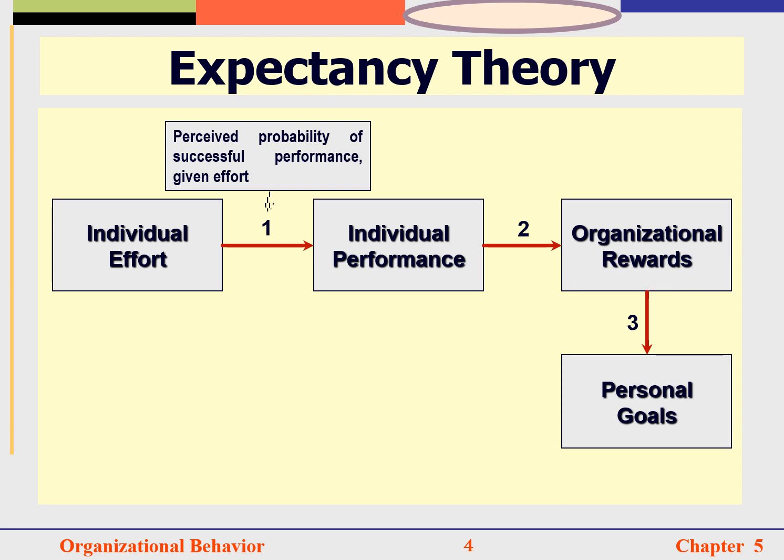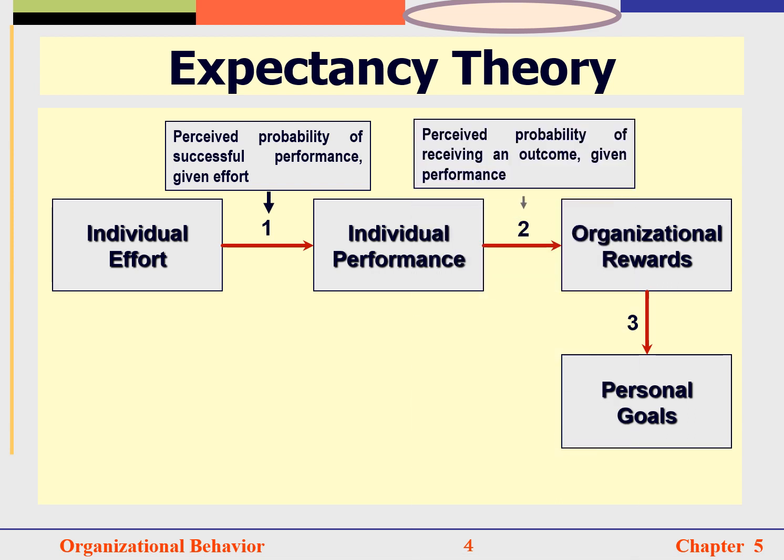The second relationship describes the relationship between performance and rewards: the perceived probability of receiving an outcome, a reward, given performance. In our example, the probability that understanding the lecture will lead to better performance, better or higher grades. This is the second relationship.